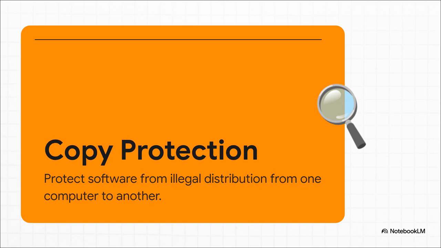Next, we've got copy protection. This one's aimed squarely at piracy. So, while encryption protects your code's secrets, copy protection stops the application itself from being illegally copied and run on machines that aren't authorized. It ensures that every user has a valid license.